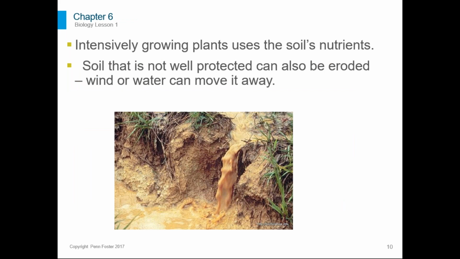So the next section talks a lot about soil. Soil is a resource that you may not think much about, but it is incredibly important. Everything that you eat grew from a plant in the soil, or is an animal that ate plants that grew in the soil. But growing plants, especially at the intense rate of modern agriculture, uses up the soil's nutrients. It takes them away. So soil that is not well protected can not only become bad for farming, but it could also be eroded, where the wind or water can move it away and then it's not there to use anymore.